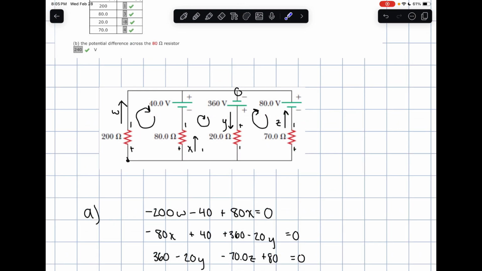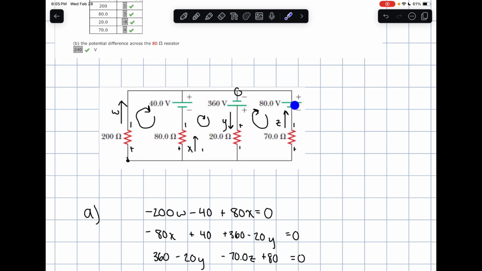Finally, for our last equation, we're going to start at this point right here. So we can start by traveling down, and we're going from a negative to a positive potential, giving us a plus 360. Then we come upon this resistor once again that's going from positive to negative, and that means we're going downhill, losing energy, so minus 20Y. Then as we keep traveling, we come upon this resistor, and we're going from positive to negative, once again downhill, meaning we're subtracting 70 times the current of this branch, which is Z.